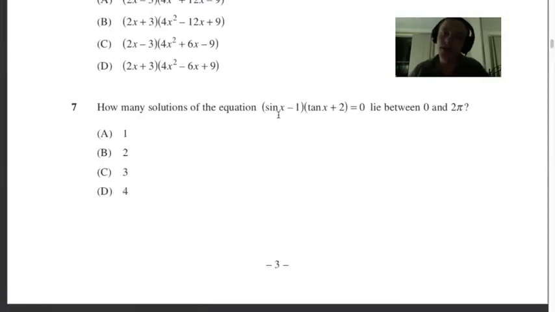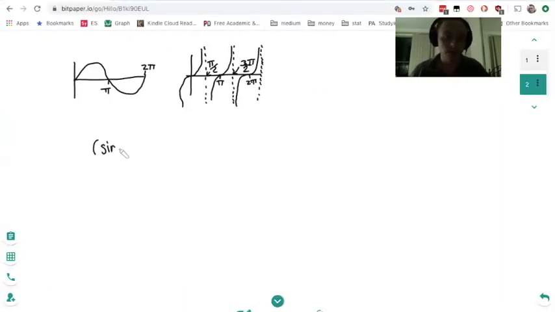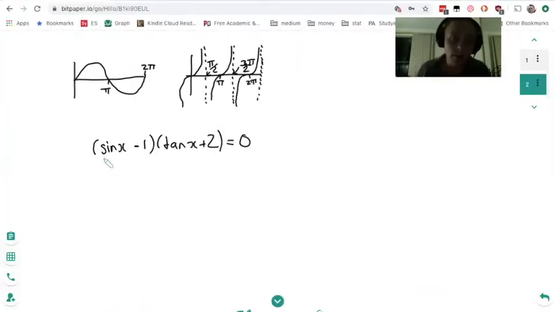Let's look back at the question. Sine x minus 1, bracket, tan x plus 2, equals 0. So this is only 0 when this bracket equals 0 or this bracket equals 0. This bracket equals 0 when sine x equals 1, and this bracket is 0 when tan x equals negative 2.